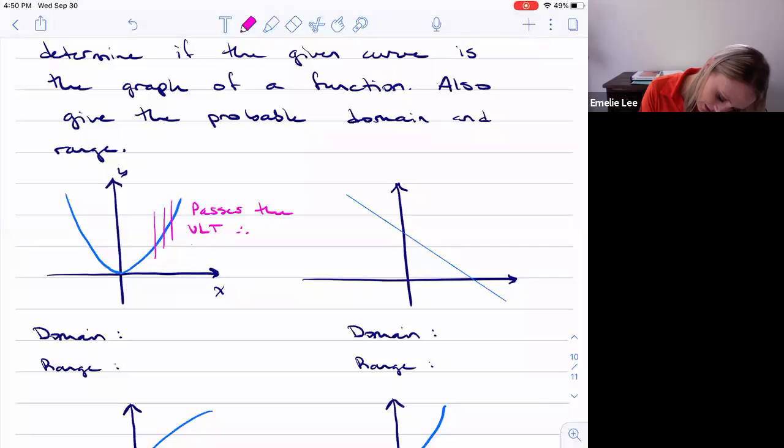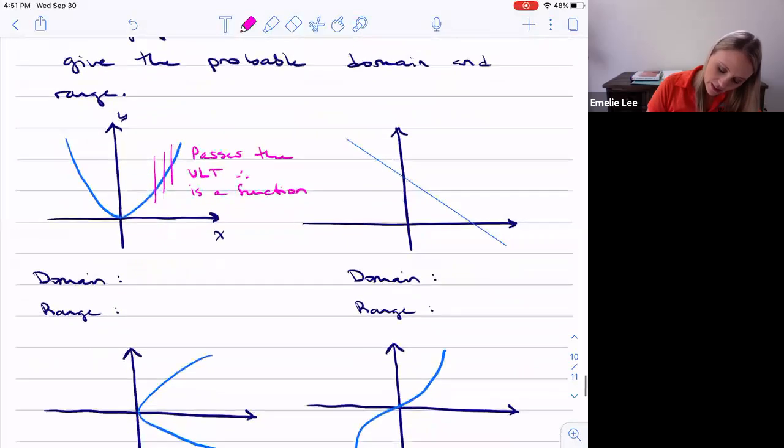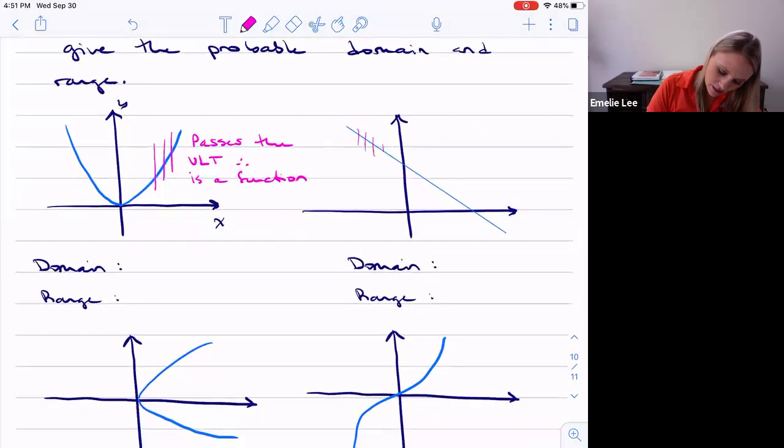Therefore, it is a function. All right, let's go to the next one. We'll leave the domain and range for a little bit. The next one, right, again, ding, ding, ding, ding, ding.